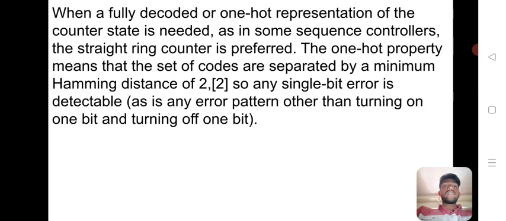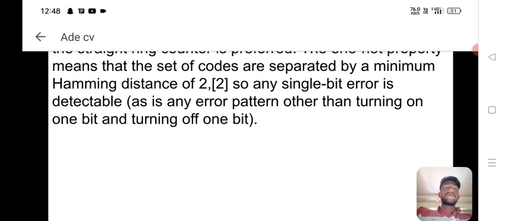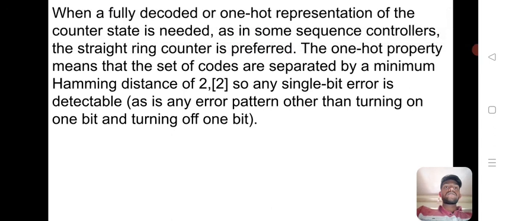When a fully decoded or one hot representation of the state is needed, as in some sequence controls, the straight ring counter is perfect. The one hot property means that the set of codes are separated by a minimum Hamming distance of 2, so any single bit error is detectable, as is any error pattern other than turning on one bit while turning off one bit.